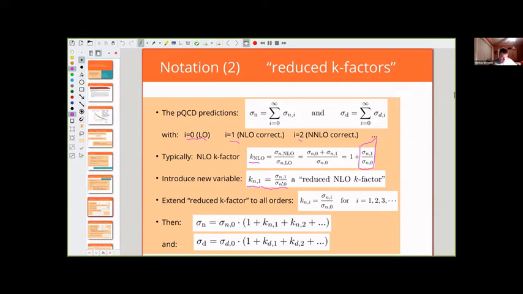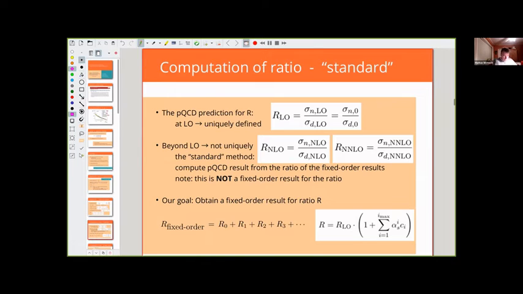And we can extend this definition now to all orders. We can define reduced k-factors for all orders, where the corresponding correction from a certain order is divided by the leading order. And with this, we can just write the top equation here like this, right? So every cross-section is then expressed as the leading order cross-section times 1 plus a sum of all these k-factors. The leading order prediction for a cross-section is always uniquely defined, right? It's given by the ratio of the leading order contributions for the two cross-sections.